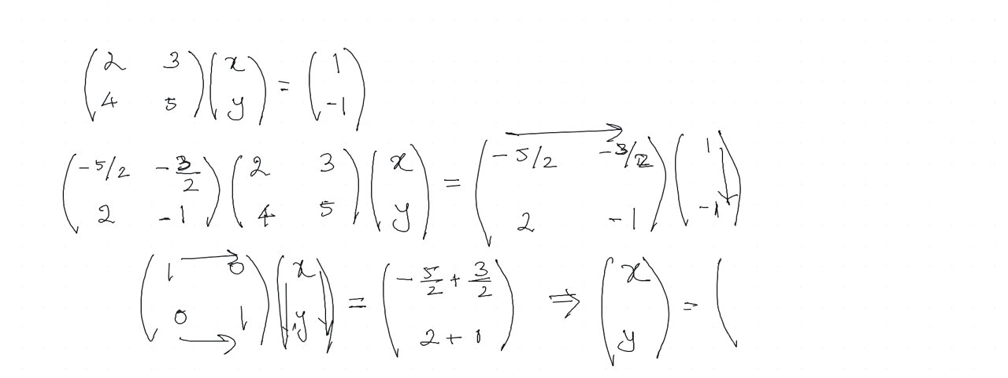2 and a half minus 1 and a half will be minus 1. Minus 1 and then 3. So x will be equal to minus 1, y is 3. Plug it back into the original equation. 2 into minus 1 plus 3 into 3 is actually equal to... no, where is the mistake? I made a mistake somewhere.